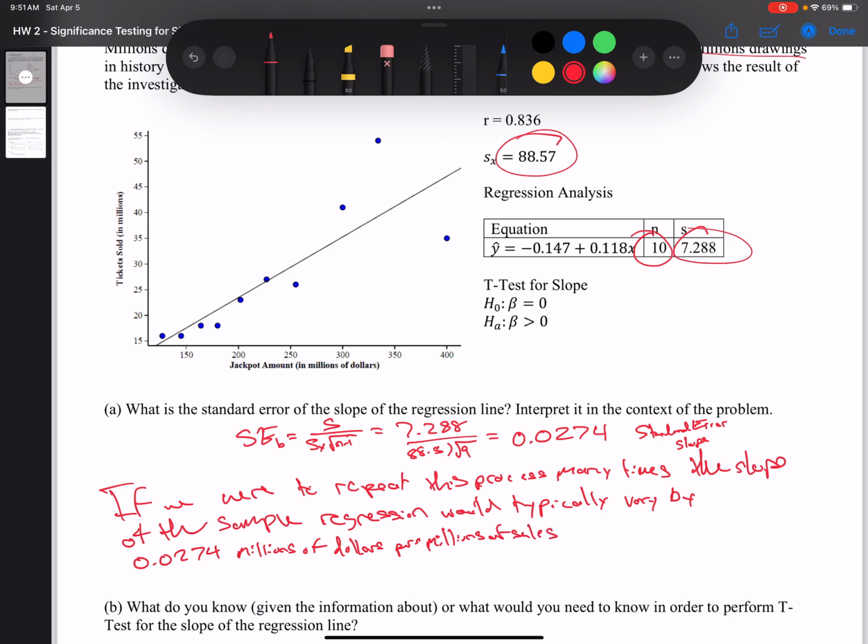Okay, so that's our slope from sample regression equation to sample regression equation. So basically from one slope to the next slope, we're going to vary by this standard deviation.